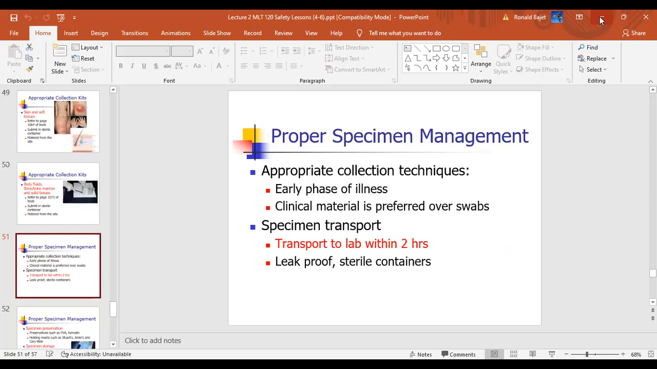Proper specimen management, appropriate collection techniques. You want to collect the specimen in the early phase of the illness, because that's when the organism is the most active. Clinical material is preferred over swabs, as I just mentioned. You want to do cultures from the actual clinical material. For specimen transport, it's better to transport the specimen within 2 hours in a leak-proof sterile container.